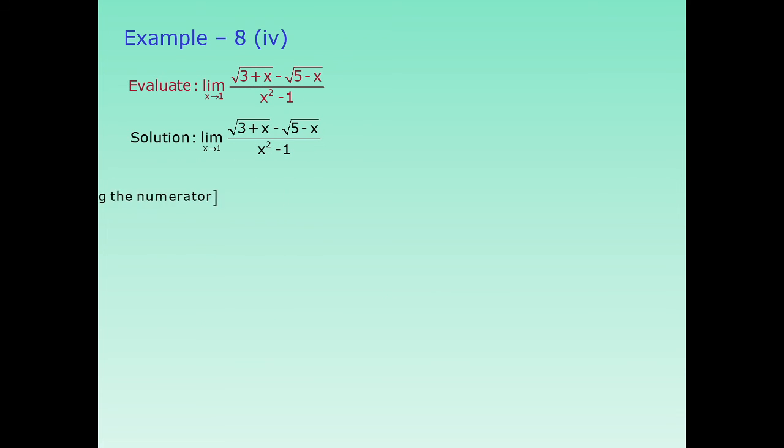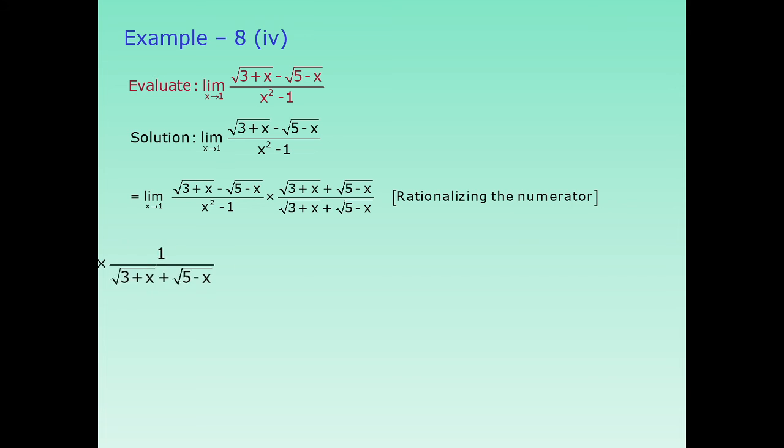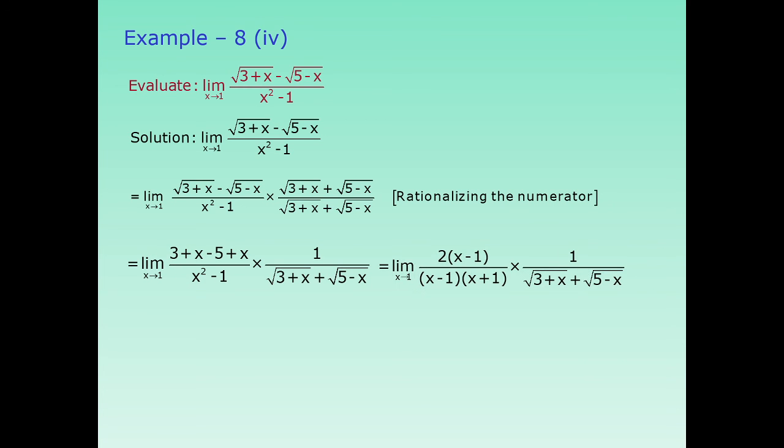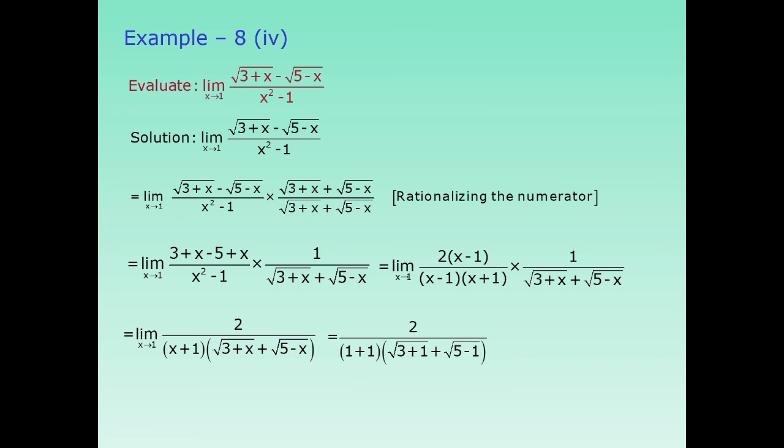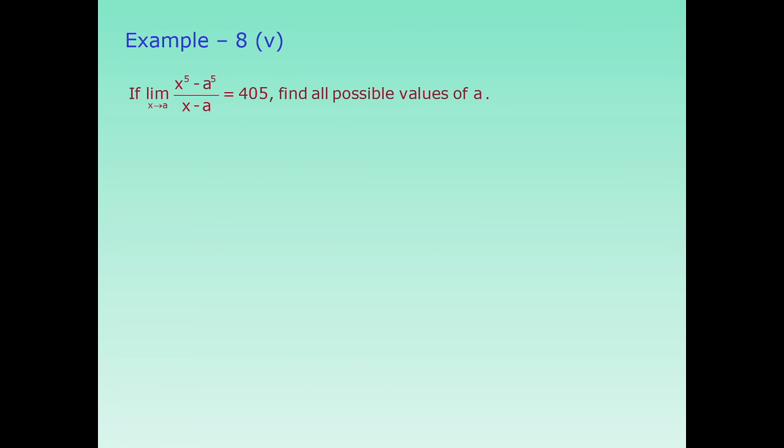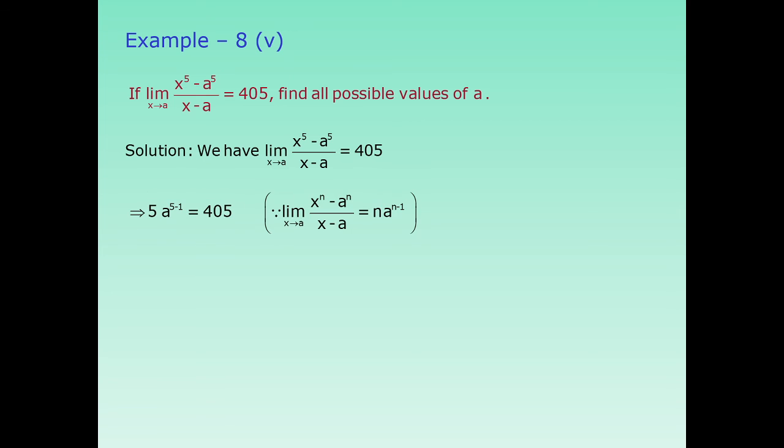Now see this. Again we will do the rationalization. Now we cancel the factor x minus 1 from the numerator and denominator. We obtain the limit, that is 1 by 4. Now here we have to find the value of a. Now use the limit identity. Now what will you do? A is plus minus 3.